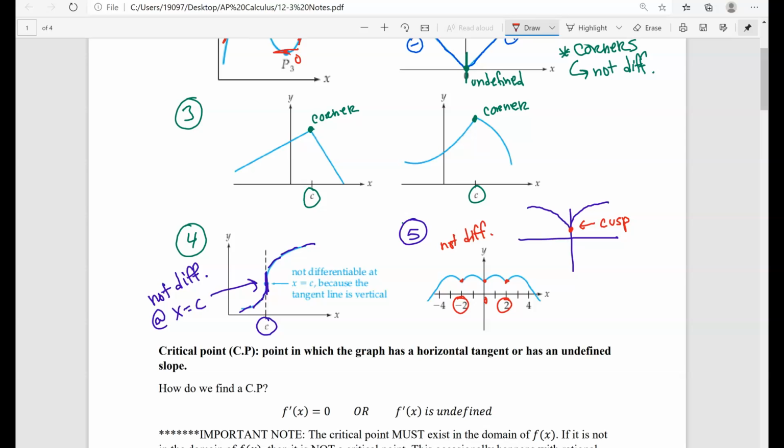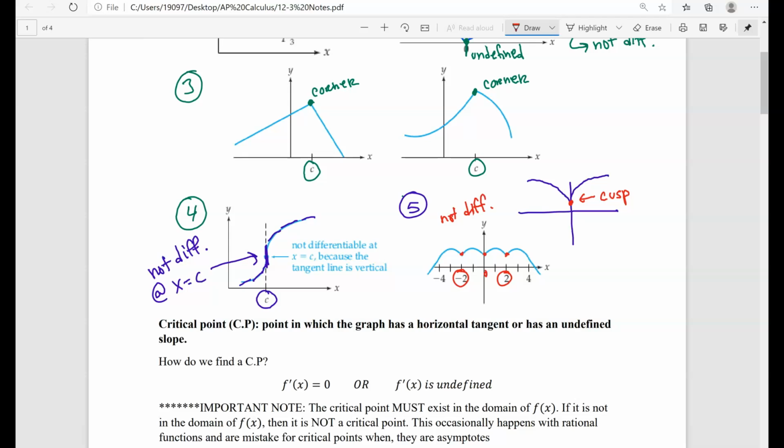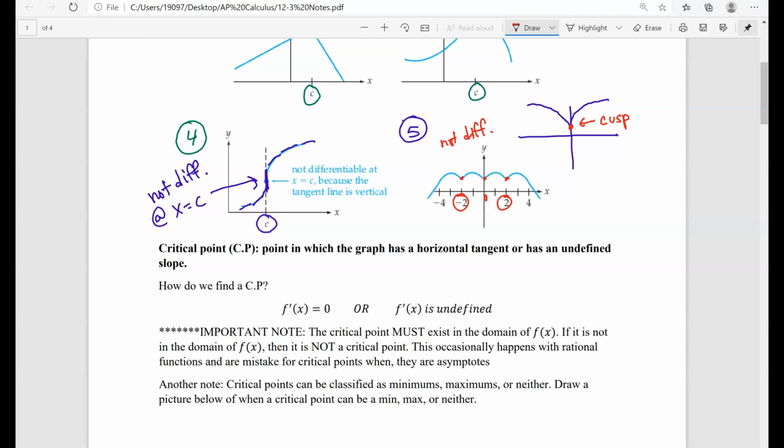Okay, so we want to have a little bit of an idea of things that are differentiable and not differentiable. So why was this important? This is going to be really helpful when we start thinking about critical points. And a critical point is just a point in the graph in which you have a horizontal tangent. So that's the first thing.